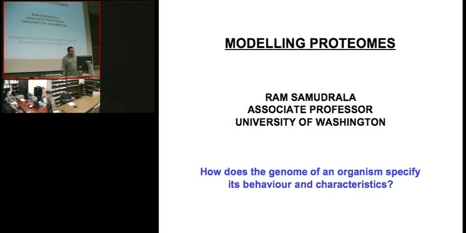So the fundamental question that my group and I, and I since I was 5 years old, have been trying to understand is how does the genome of an organism specify its behavior and characteristics? I've been told that there's a mixed audience of astronomers and biologists, and I fundamentally believe that understanding evolution is a way to understand how life occurred on Earth, and also how to design or see other planets with life. That's relevant to astrobiology, and I think it is.